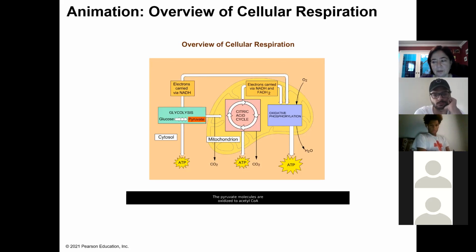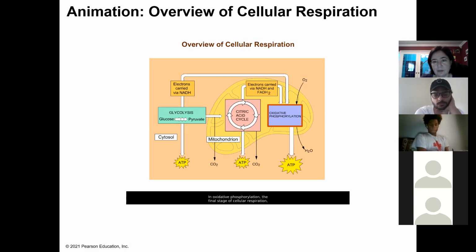The pyruvate molecules are oxidized to acetyl-CoA as they enter the mitochondrion, releasing carbon dioxide. The acetyl-CoA molecules enter a series of reactions called the citric acid cycle. More carbon dioxide is released as the citric acid cycle completes the oxidation of glucose. In the citric acid cycle, a small amount of ATP is formed by substrate-level phosphorylation, but most of the energy released by the oxidation of glucose is carried by NADH and FADH2.